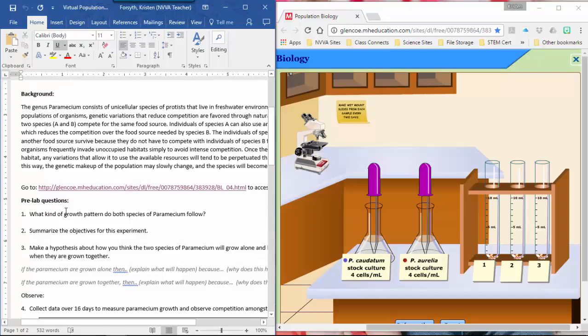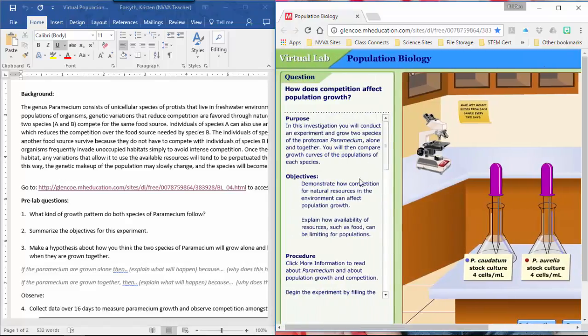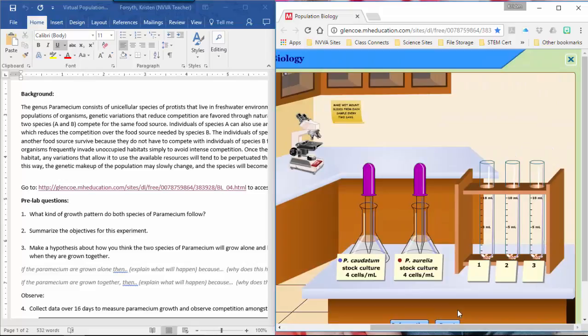First thing you need to do is answer your pre-lab questions. So open up the document over here and the pre-lab questions. The first question you can find by just reading through this little reading section over here. It tells us a little bit about how the paramecium grow. So you can read through there, but you can just write down they grow exponentially, which means they continue to grow and grow and grow. So they start off slow and all of a sudden, whew, it keeps going higher and higher and higher.